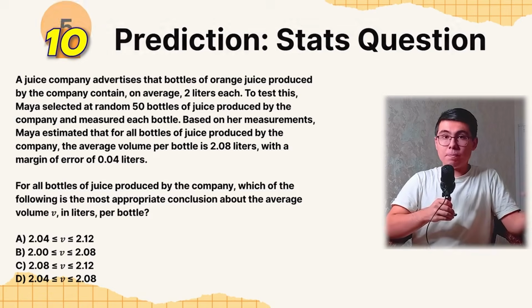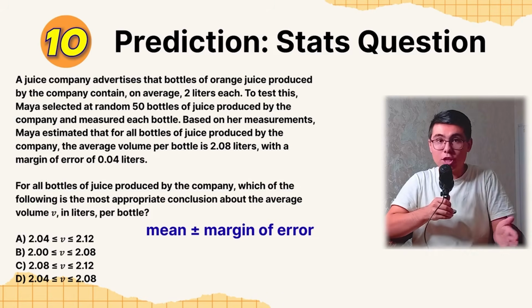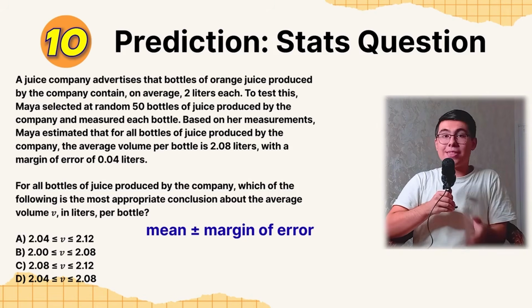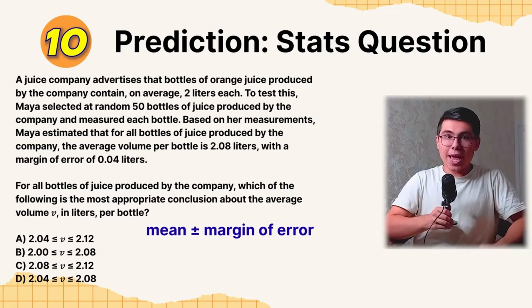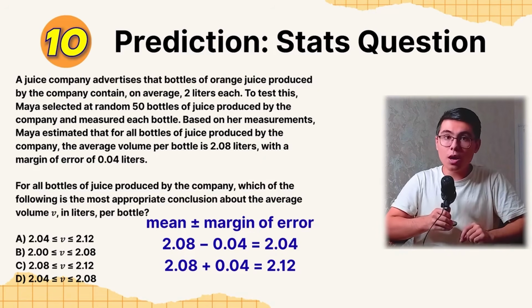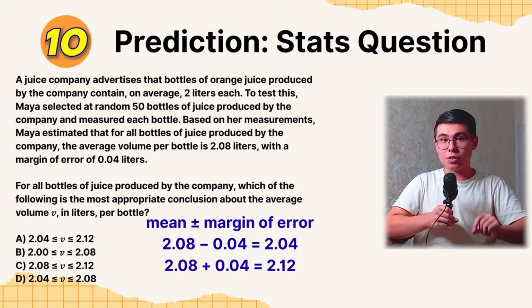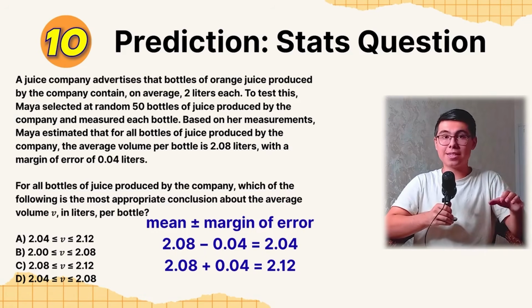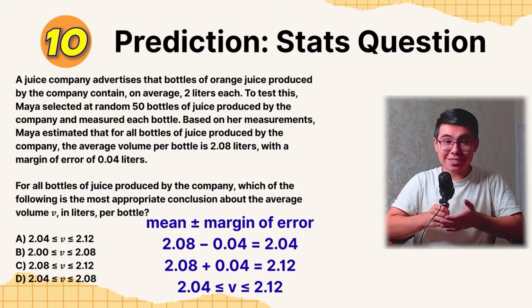So the margin of error basically means your result, 2.08, could be off a little bit in either direction. So we take the estimate plus or minus the margin of error. And that's the rule: mean plus or minus margin of error. So 2.08 minus 0.04 equals 2.04, and 2.08 plus 0.04 equals 2.12. And that gives us 2.04 and 2.12. And that's exactly choice A.